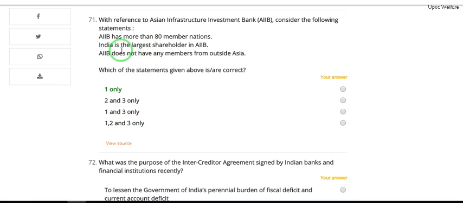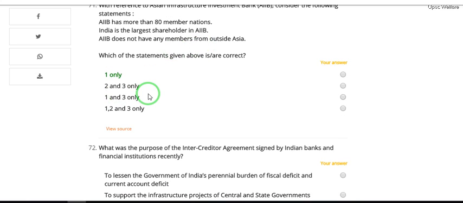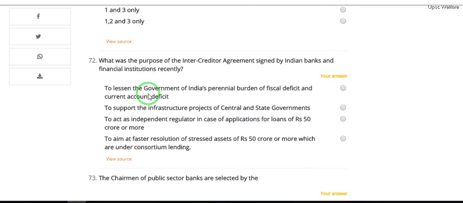Why is it so? Because the B option is going to be wrong, because India is not the largest shareholder of the Asian Infrastructure Investment Bank. So if we eliminate the two, B and D are gone. Now 3: does it have any member from outside of Asia? Yes, it has. So only one is going to be correct, because if we eliminate the 3, B, C, D are eliminated now. So only A will be the correct option.